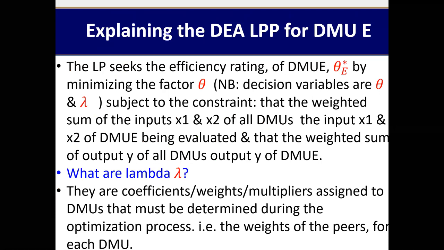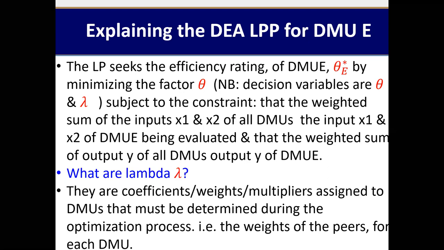Now, let me quickly mention lambda before we conclude. What is lambda? Very simple, they are the weight, the importance assigned to DMUs. Please note, they are importance assigned to DMUs, not assigned to input and output. So as far as DMU E is concerned, which other DMUs are helping him, E, to be efficient? Which DMUs is he going to consider to be those helping him?